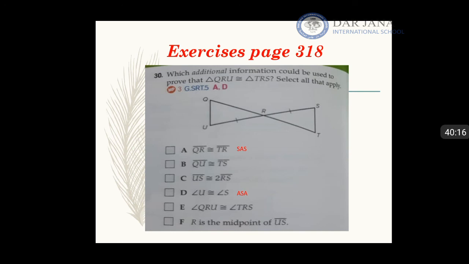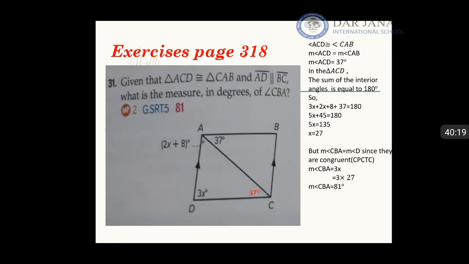And now let us check exercise number 31, book page number 318. We're given that triangle ACD and triangle CAB are congruent. So the two triangles are congruent. Also AD is parallel to BC. What is the measure of angle CBA? So we want the measure of angle B.